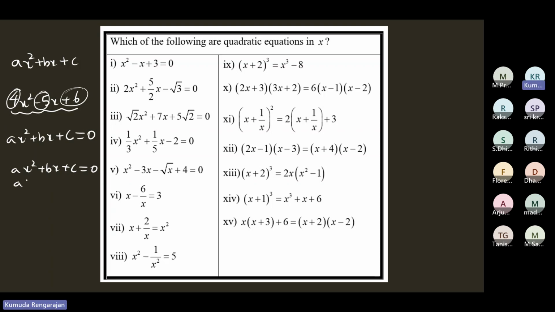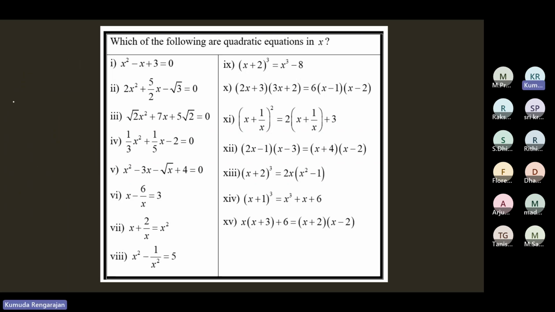Here a, b, and c are real numbers. But the most important condition is that the coefficient of x squared, which is a, should not be 0. So ax squared plus bx plus c is equal to 0 is the standard form of a quadratic equation in one variable x, where a, b, and c are real numbers and a should not be 0. Because if it is 0, then it will not be quadratic.